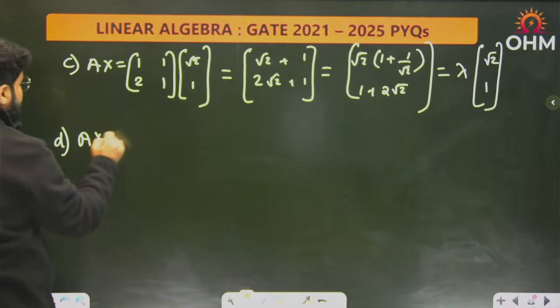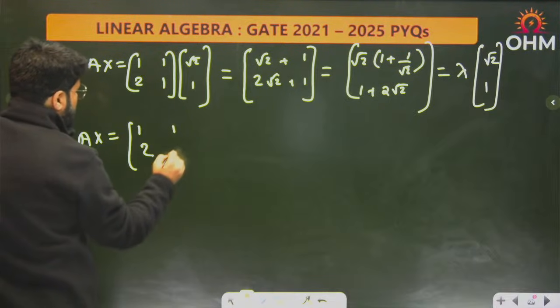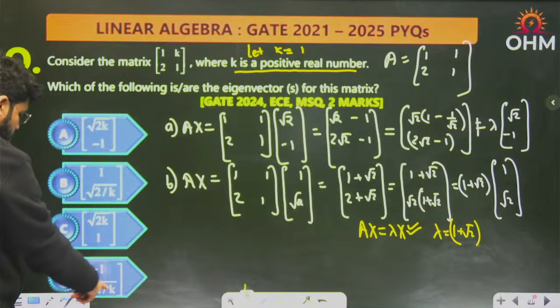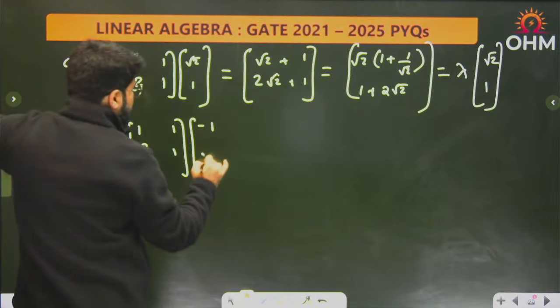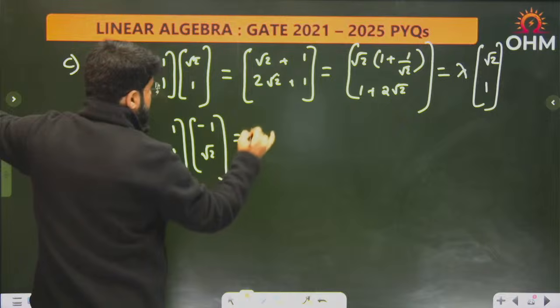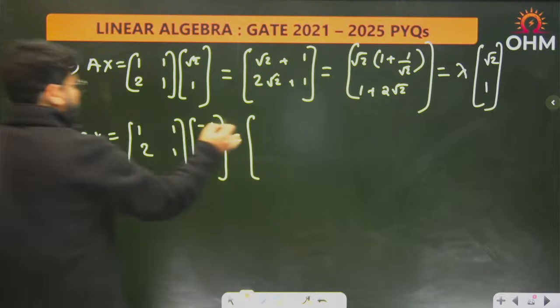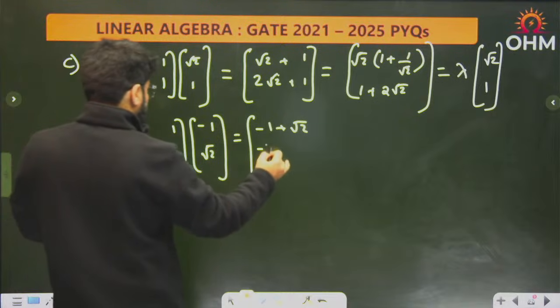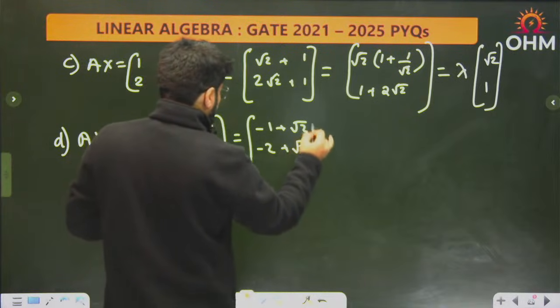A into X. The A matrix is 1, 1, 2 and 1. And what is the X vector now? Minus 1 and root 2. Anyways, I have assumed k is 1. Minus 1 and root 2. So this will become how much? Minus 1 plus root 2. Next row, minus 2 plus root 2.